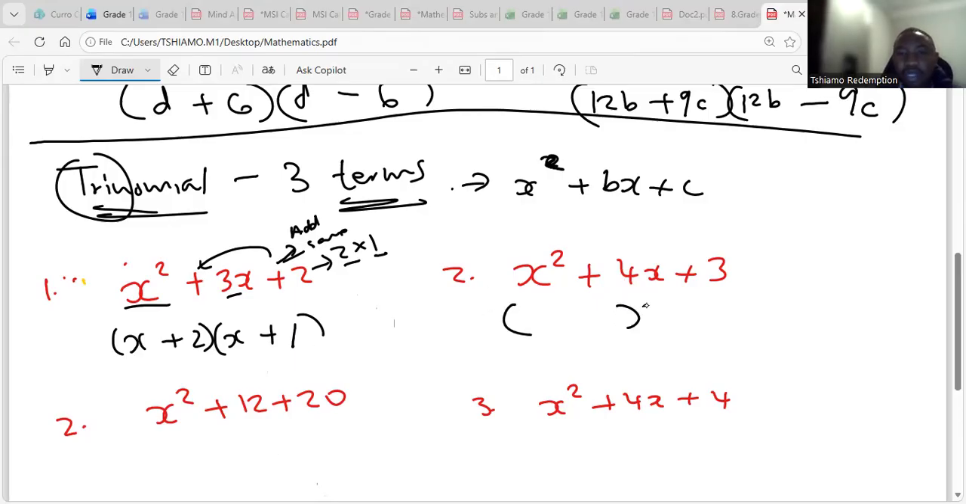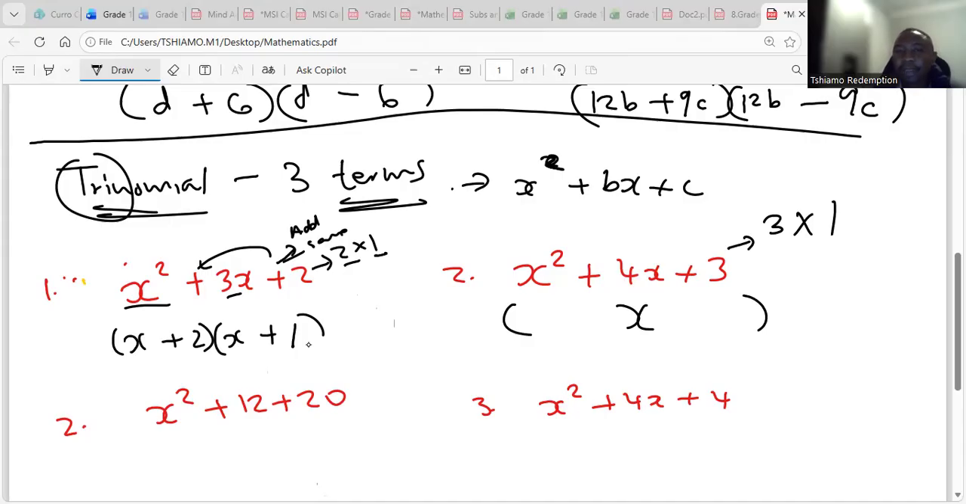Okay, let's go to this one now. What are the factors of 3? 3 has only two factors. What can I multiply 3 with to get 3? 3 times 1. So now you have to know your factors. 3 is a prime number. A prime number is what? It's a number that has only 2 factors, which is 1 and the number itself.